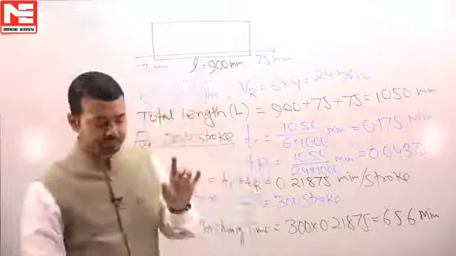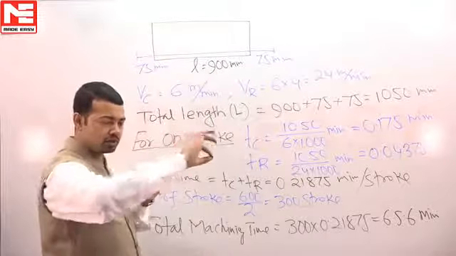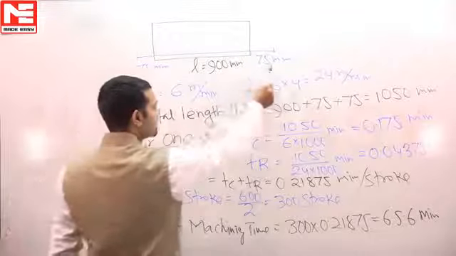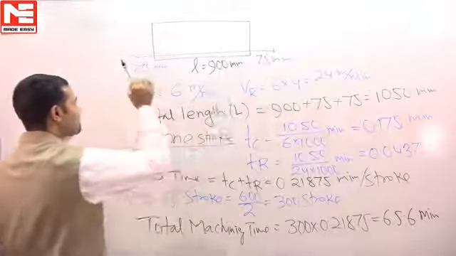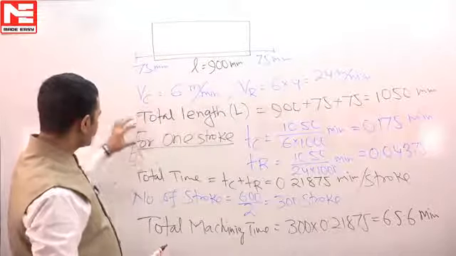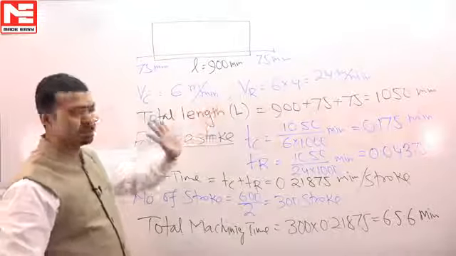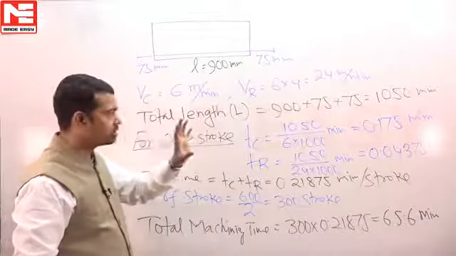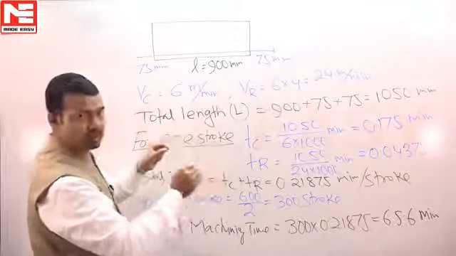What is the distance of travel of the shaper head? The distance travelled is 75 millimeter here, 900 millimeter here, and 75 millimeter here. So, the total length will be 900 plus 75 plus 75, that is 1050 millimeter. That is the total travel.